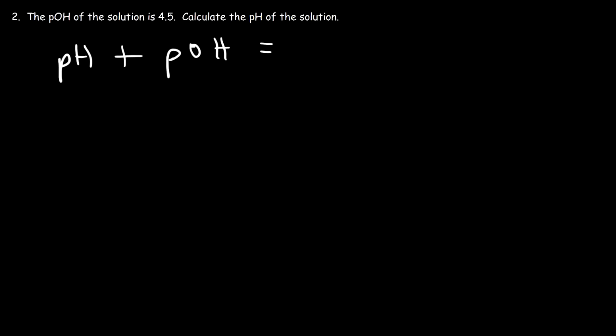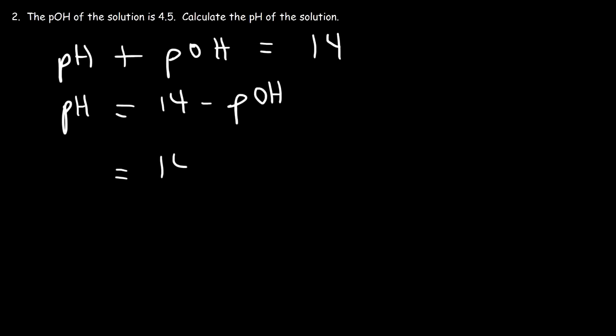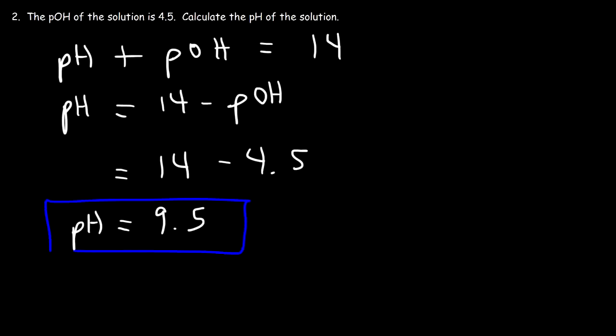The pH plus the pOH of a solution must add to 14, especially at 25 degrees Celsius, because Kw, the autoionization constant of water, is 1 times 10 to the minus 14. So to calculate the pH, it's simply going to be 14 minus the pOH. And so that's going to be 14 minus 4.5. Now 14 minus 4 is 10, and 10 minus 0.5 is 9.5. So this is the pH of the solution.